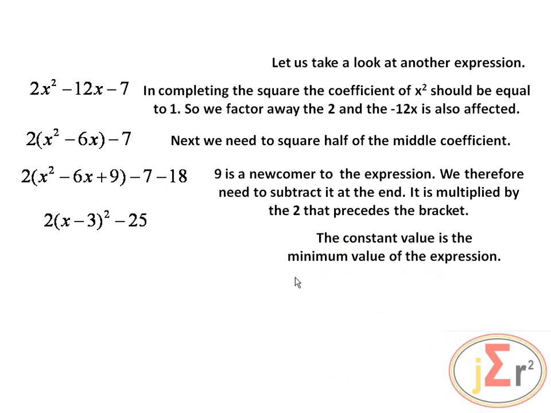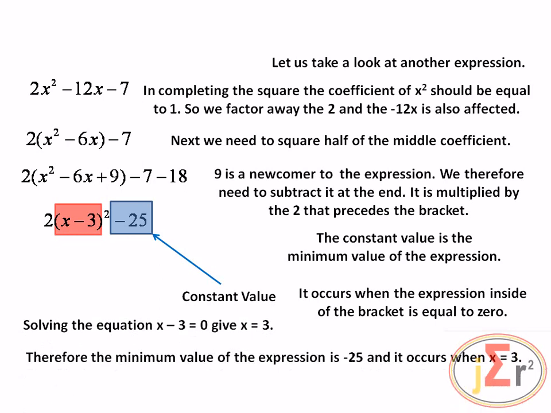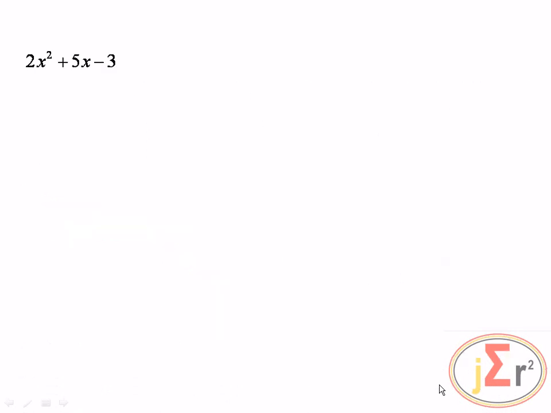The constant value is the minimum value of the expression. It occurs when the expression inside of the bracket is equal to 0. So solving the equation x minus 3 is equal to 0 gives x is equal to 3. Therefore, the minimum value of the expression is negative 25, and it occurs when x is equal to 3.